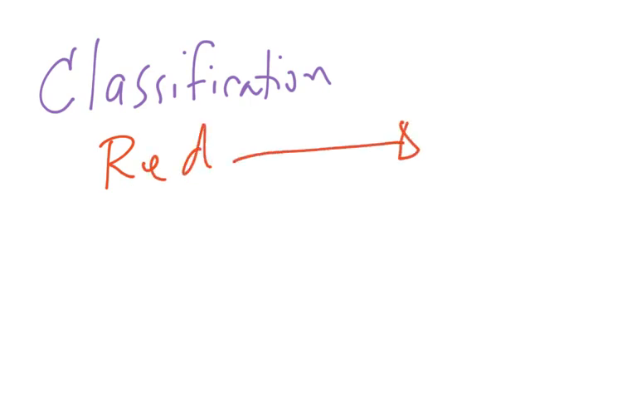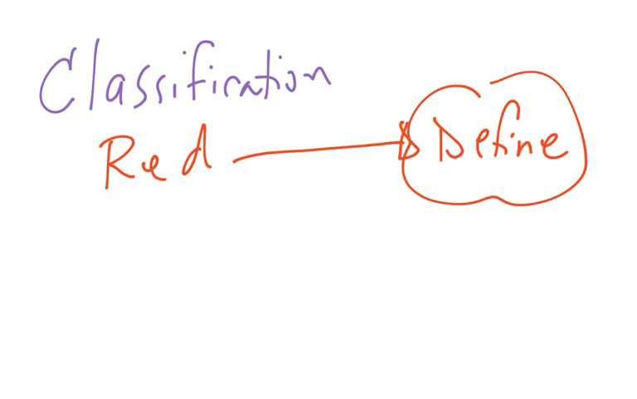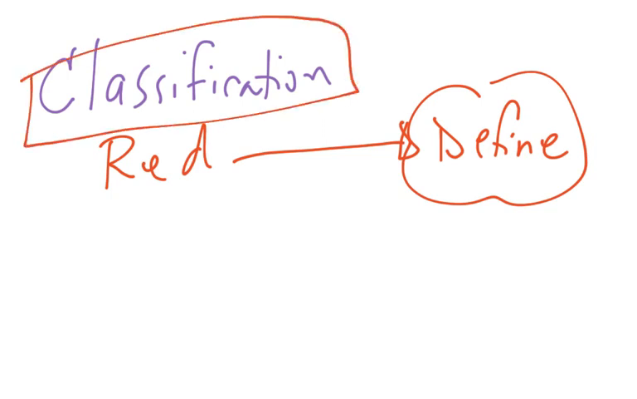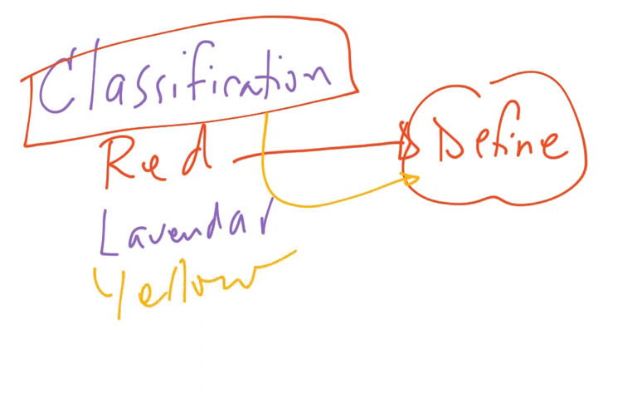Now we have to define the category. So this is the relationship between classification and definition. Definition is used inside of classification. So red is just one of the categories we've created. But we've also created lavender, and that yellow color, and the green. So each of these will need to be defined.